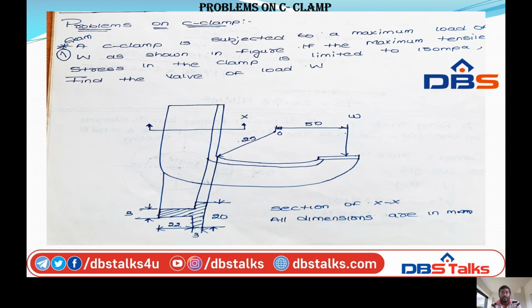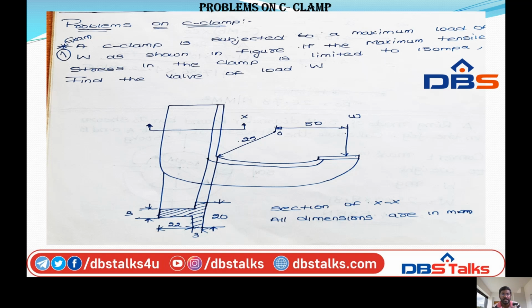Next, the last topic, problems on C clamp. So this problem is very important. This problem is also given in the external exam. A C clamp is subjected to a maximum load W as shown in the figure. If the maximum tensile stress in the clamp is limited to 130 megapascal, find the value of the load W. So we can calculate the weight and maximum compressive stress.